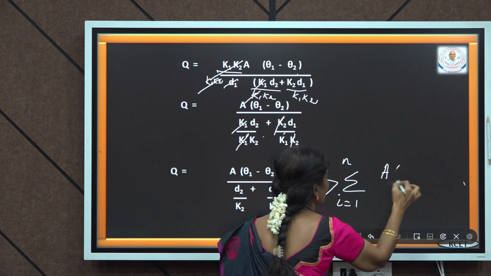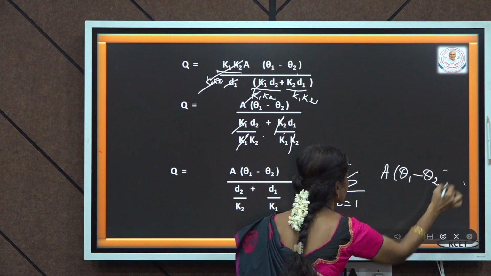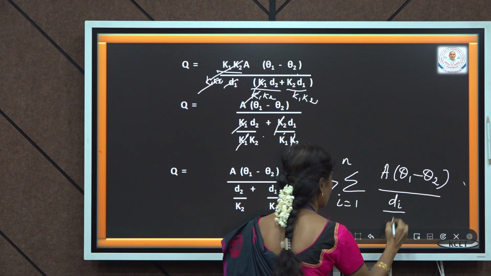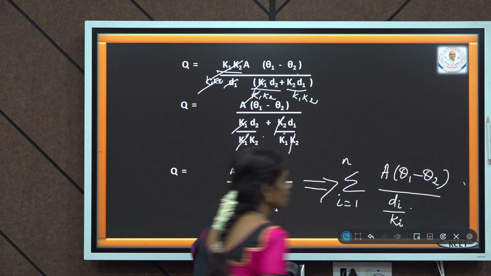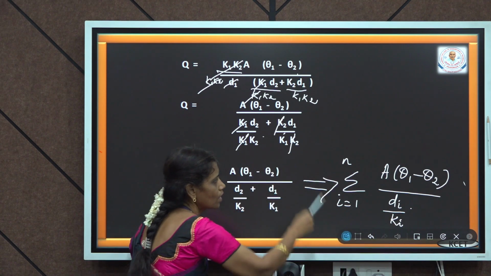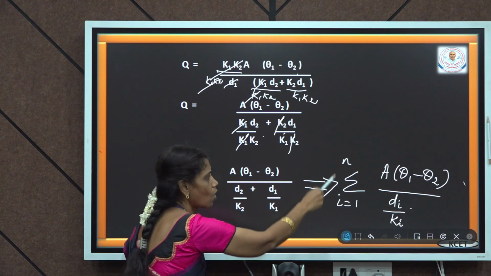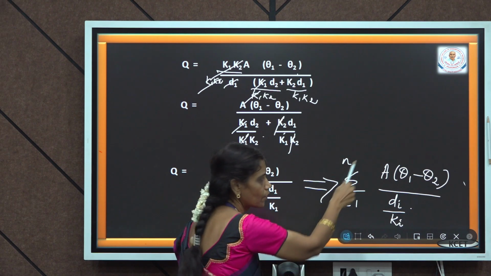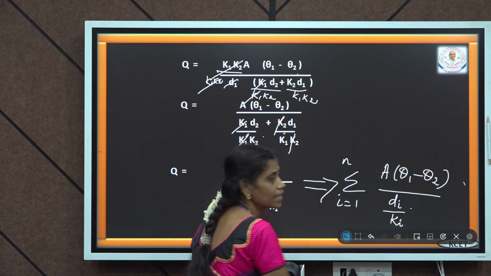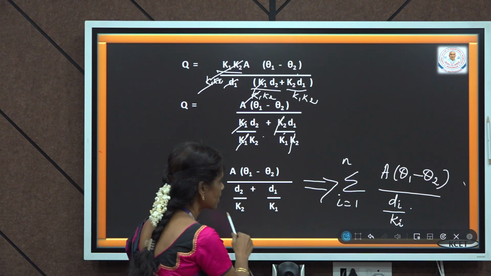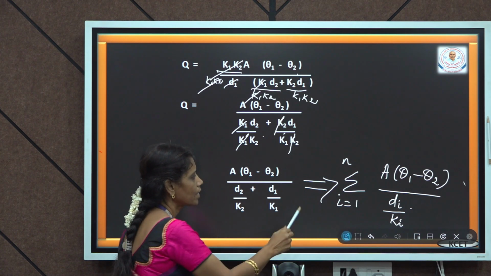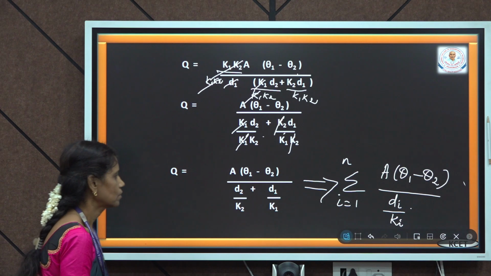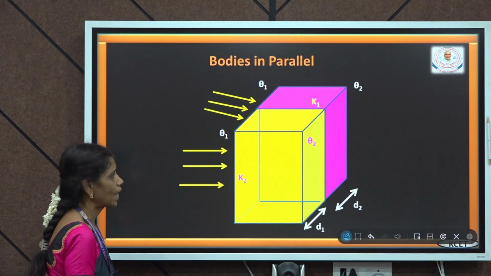So, A (theta 1 minus theta 2) divided by summation of di by ki. This is the expression for the quantity of heat conducted by the compound medium having n number of materials stacked in series condition. The n number of materials are aligned in series, and then the quantity of heat conducted is given by this expression. Now, we move on to the part bodies in parallel.